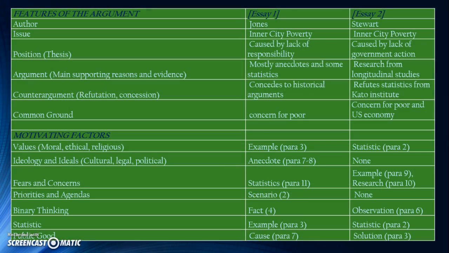So this is what it might look like if I were to complete one. We could use this one here as an example, and we use our authors. These are all just made up. We'll look at the issue of inner city poverty. One of our writers I've named Stewart, the other one Jones. They both have two different positions. They both have a different argument that they're coming from, or different types of argument and evidence that they're using.